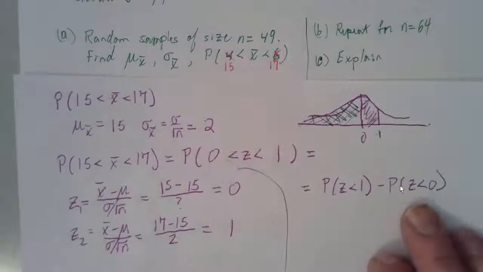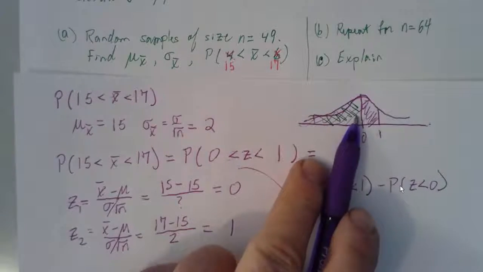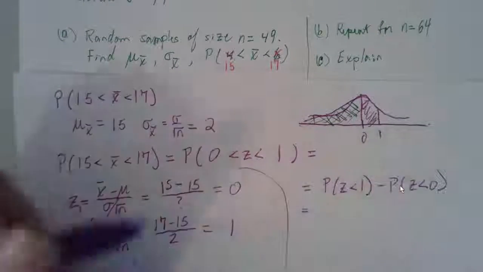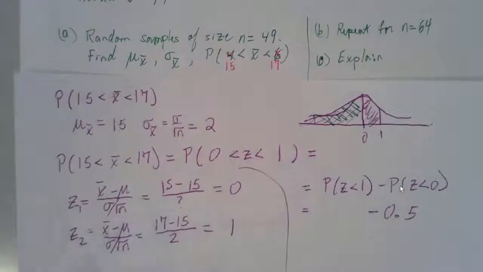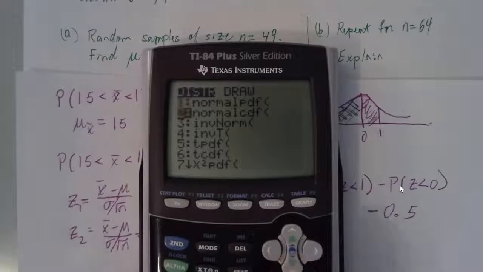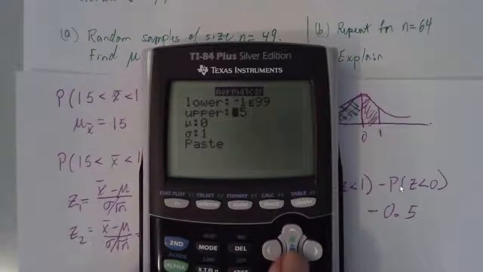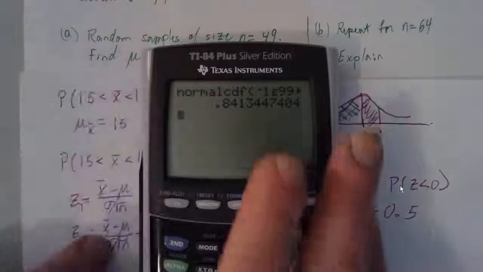Now, this one you actually don't have to look up. The probability that z is less than 0, well, half of the area is below 0, and half the area is above 0. So we know that one already. All you need to do is look up the area for z less than 1. We can do that with a table, or we can do that with our calculator. So we go to the distributions, normal CDF, standard normal. We're looking at from minus infinity up to 1. We get 0.84134.